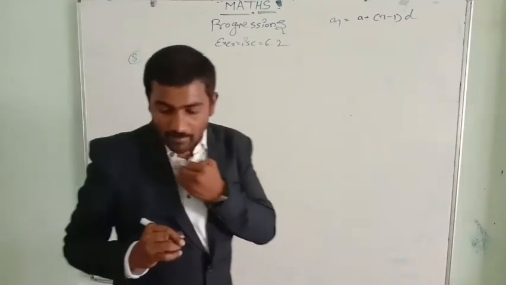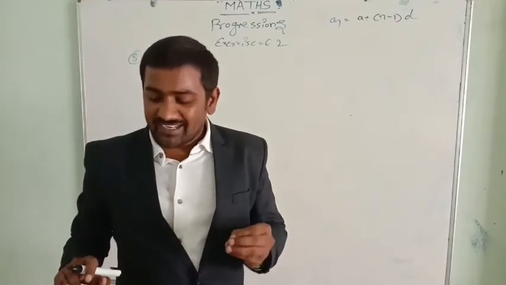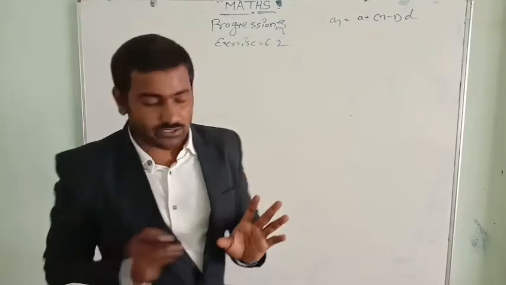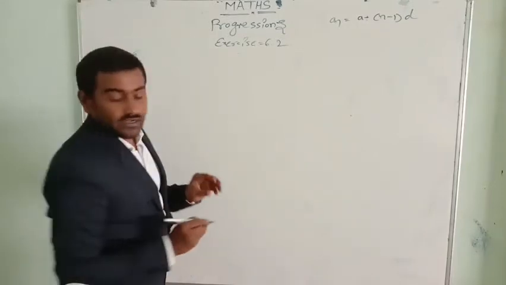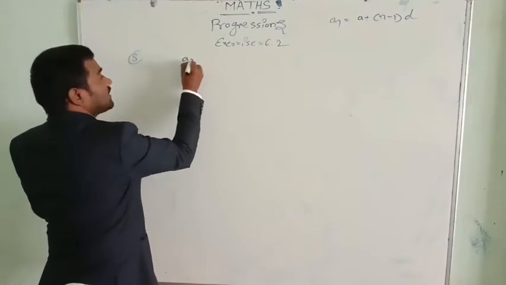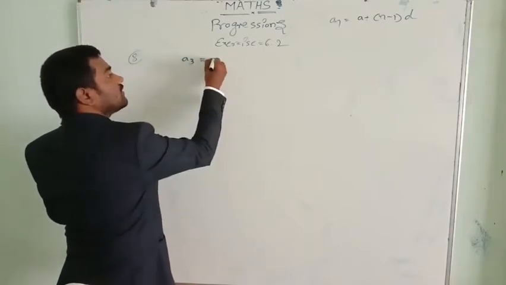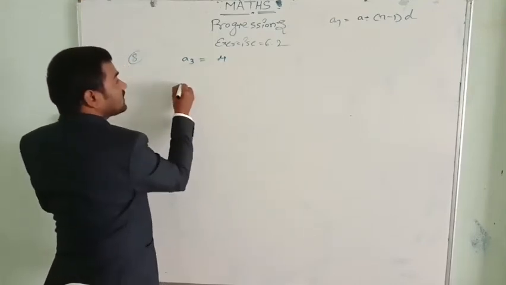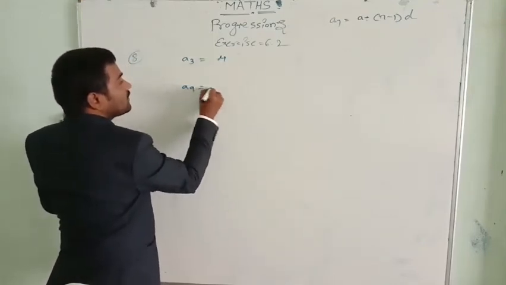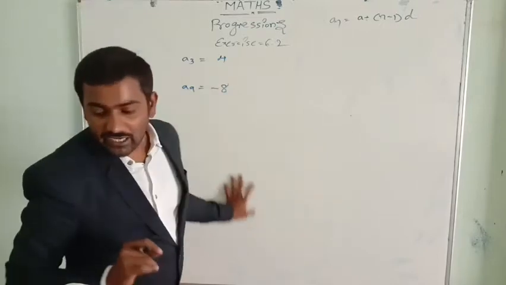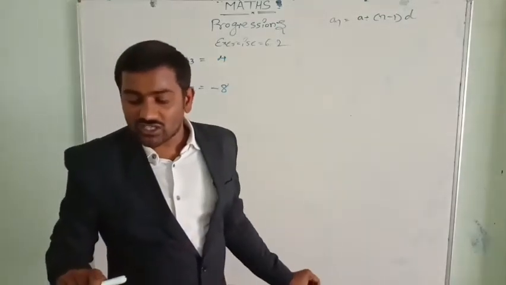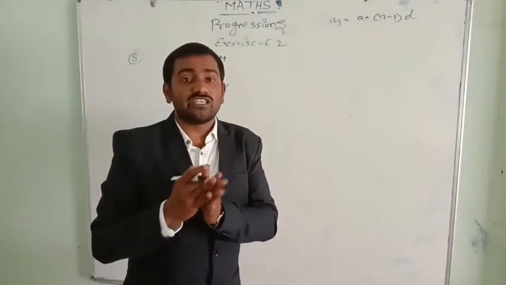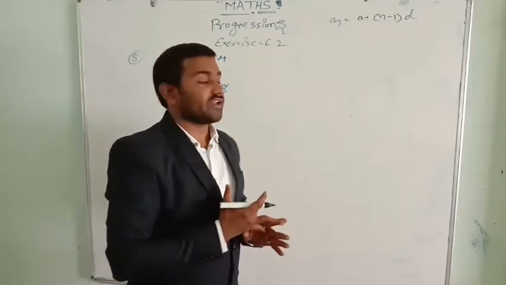8th question. If the third term and ninth term of this AP are 4 and minus 8 respectively, so the third term A3 equals 4 and the ninth term A9 equals minus 8. Which term of this AP is 0? Which number of term is 0? That we need to find out.